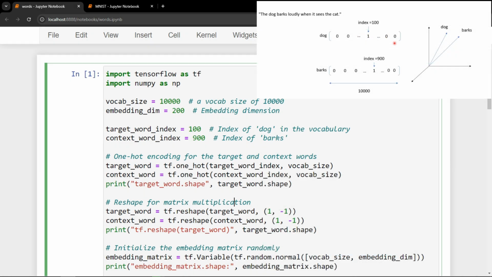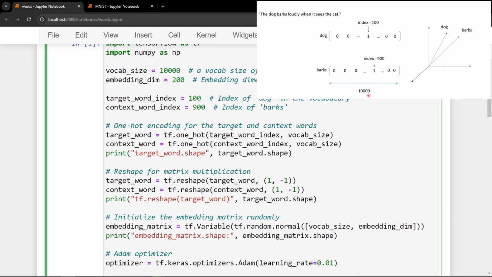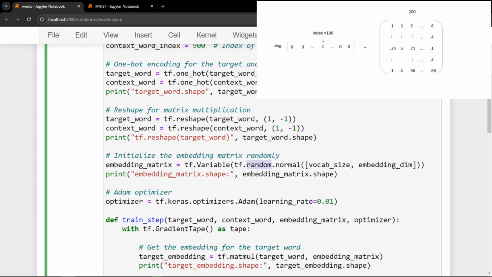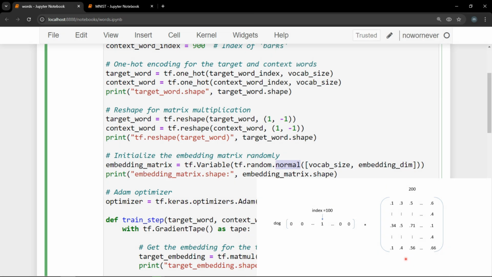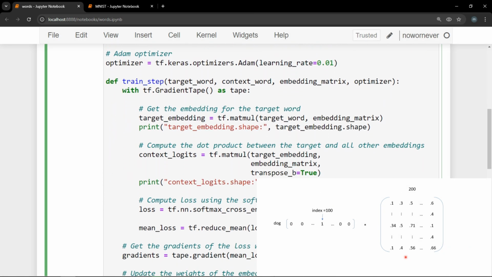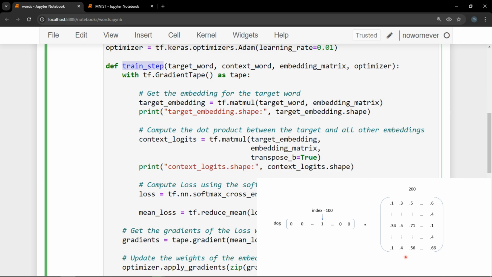The embedding matrix, which represents each word as a 200-dimensional vector, will have a shape of vocab size by embedding dimension, that is 10,000 by 200. Initially, we start by randomly assigning values to the embedding matrix. Let's implement the training step function to run each epoch and update the embedding matrix. To extract the embedding of our target word, we multiply its one-hot encoded vector by the embedding matrix. This operation activates only the row corresponding to that word.